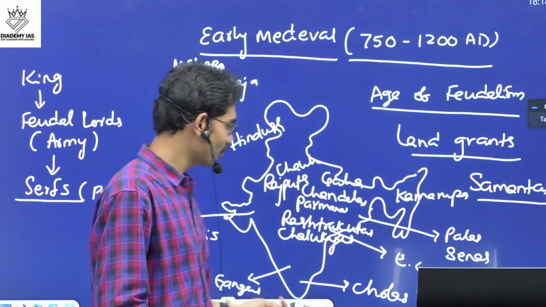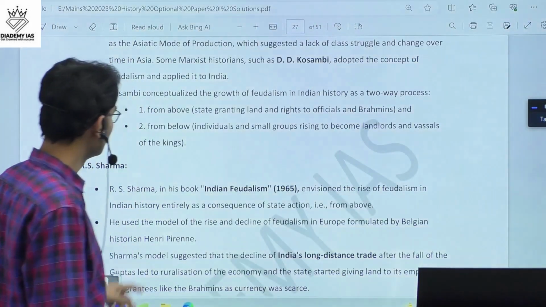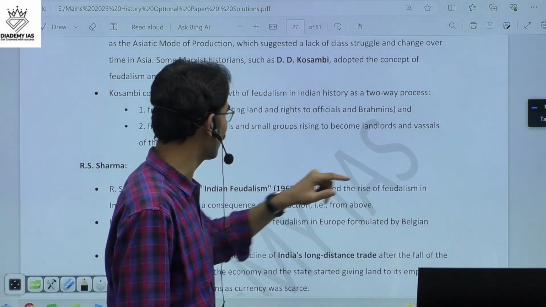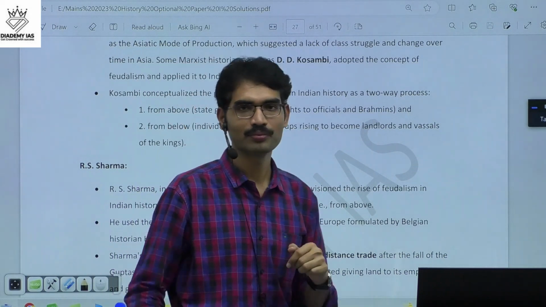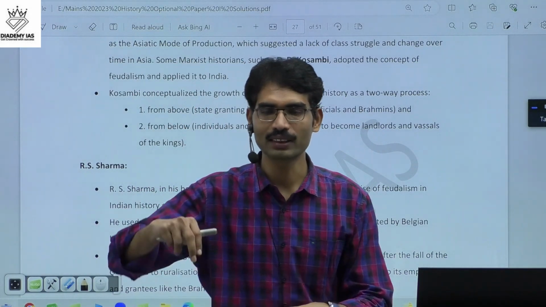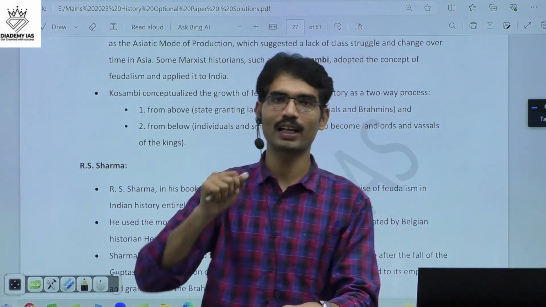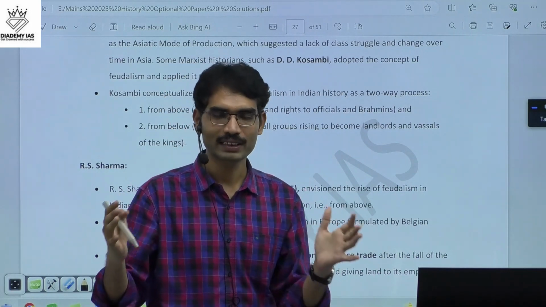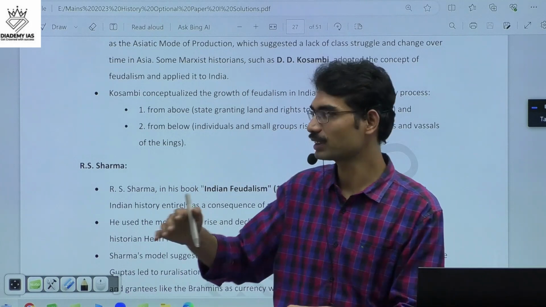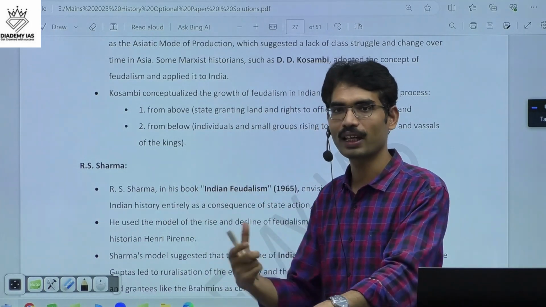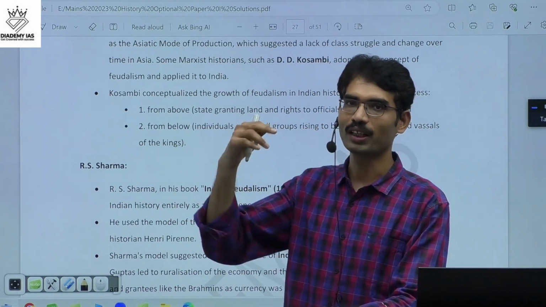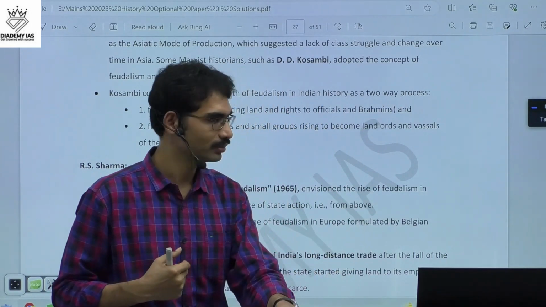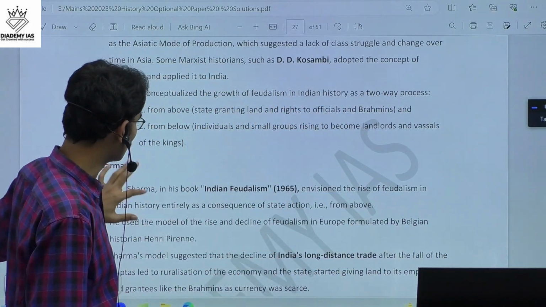Second one is feudalism from below. He said individuals and small groups rising to become landlords and vassals of the kings. When individuals gain more and more land, it's like earning from below, and after extracting as much land as possible, they themselves behave like feudal lords. So one is king's grant, another one is people earning the land. Those are the two things.